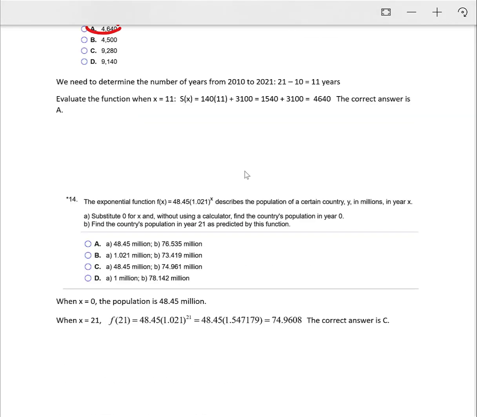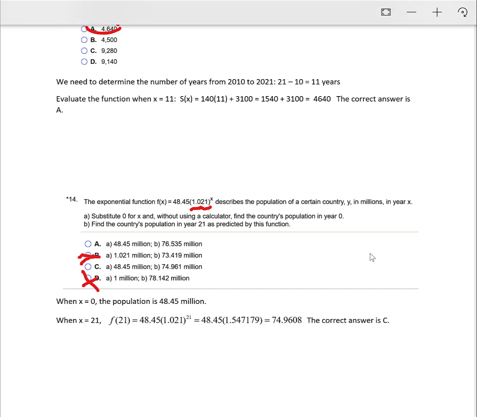And continuing over here with number 14, an exponential function is given to me here, and they want us to determine the population in year 0. Remember, in year 0, the exponent of 0 is going to make that portion right here become 1, and so therefore the population in year 0 is going to be 48.45 million. So I can actually eliminate answers B and D because they don't have the correct starting population.